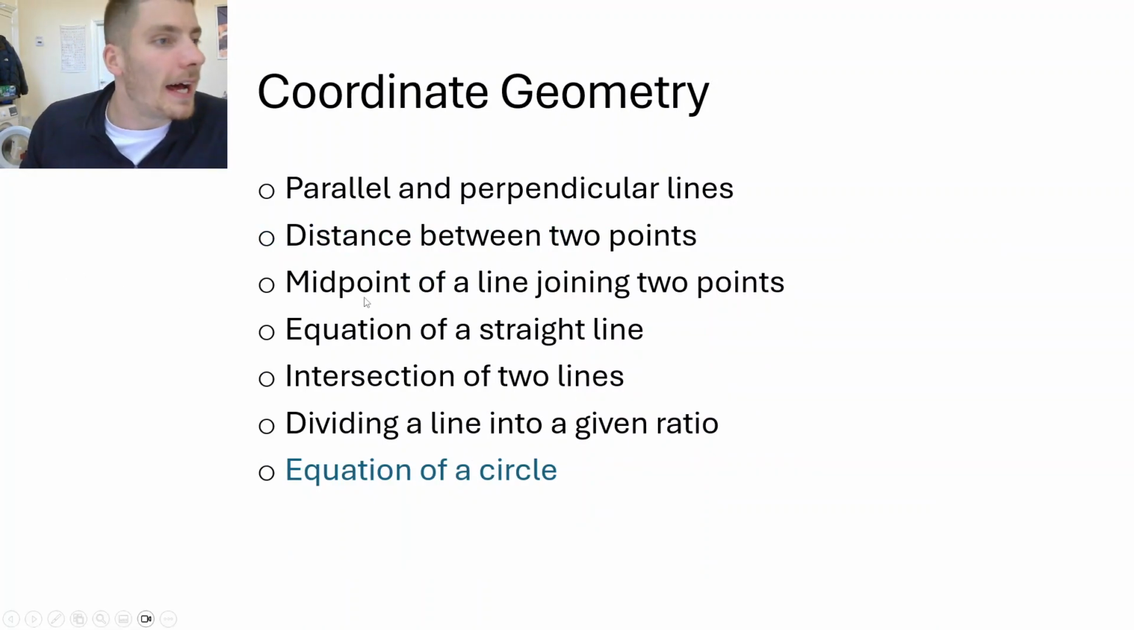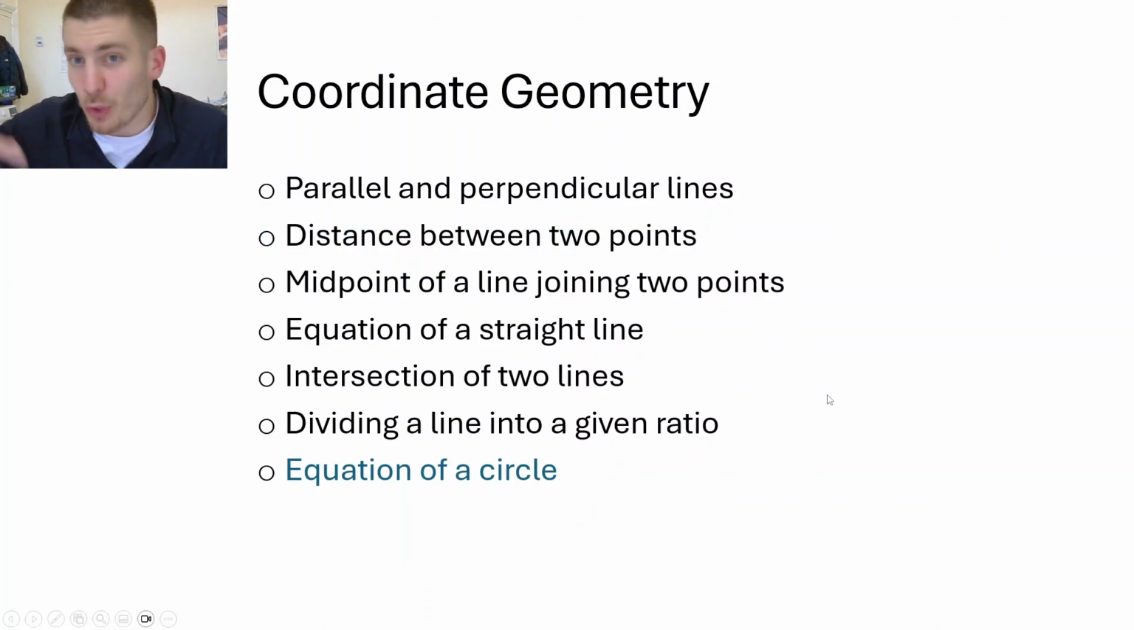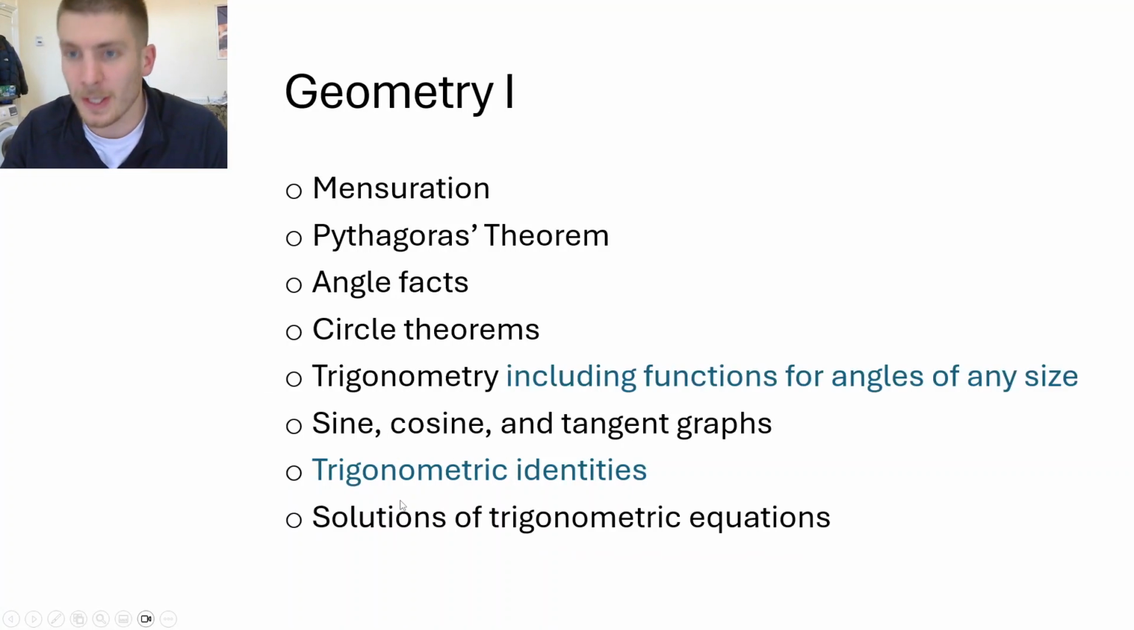Coordinate geometry. Again, you've done most of it before, or you will do most of it at GCSE maths. You've got the equation of a circle. I put it in blue. Actually, you've done it before, haven't you, at GCSE maths? Again, sort of grade 8, 9, just more difficult style questions. And then a bit more geometry.